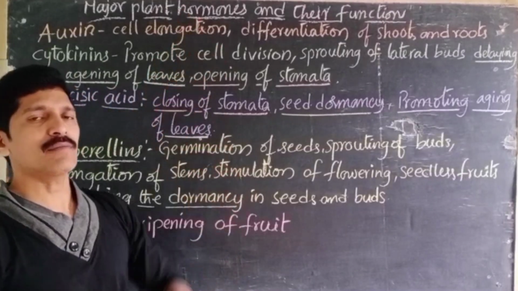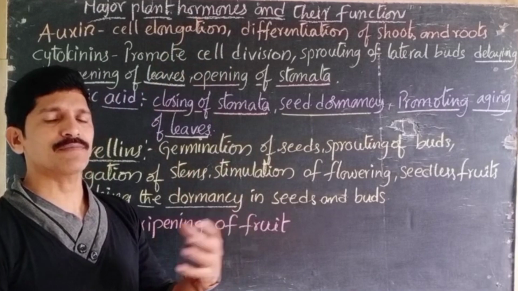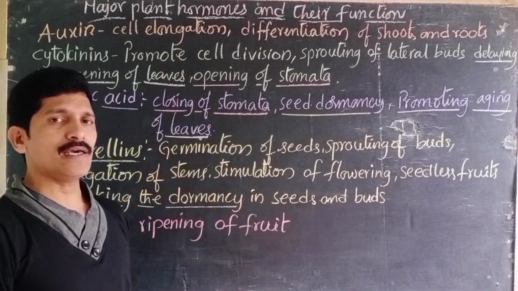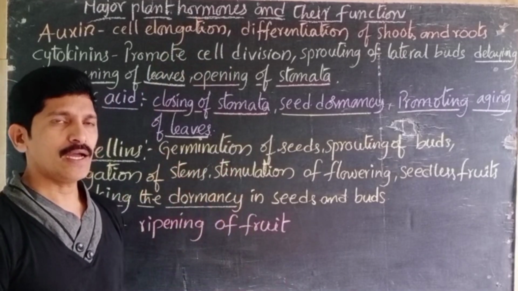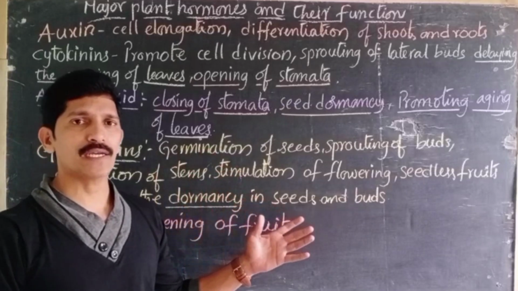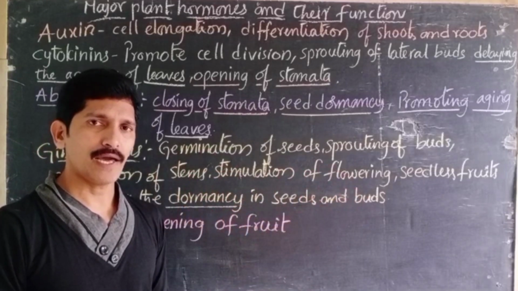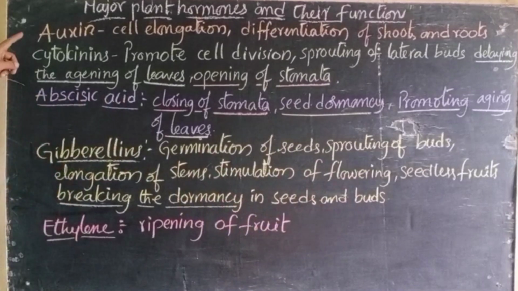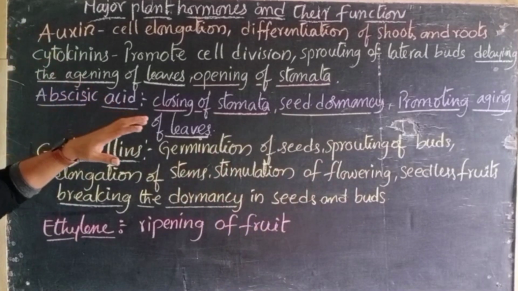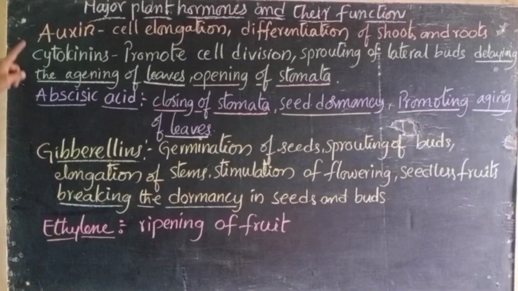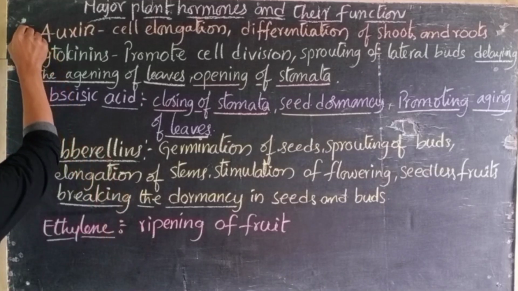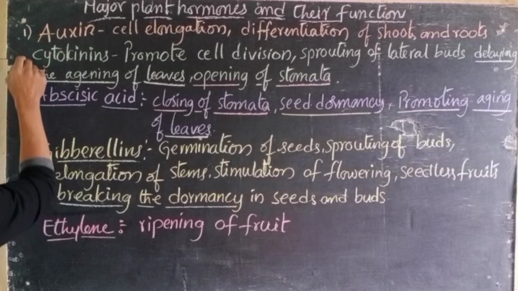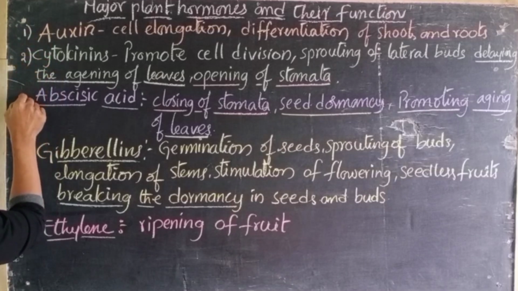What are the major hormones present in the plant body, and what are responsible for bringing a lot of change in the plants, and which hormones are responsible for particular functions that occur in the plant body? We'll see that there are 5 particular hormones present in the plant body. Those are auxins, cytokinins, abscisic acid, gibberellins and ethylene. These are the important plant hormones present in the plant body.